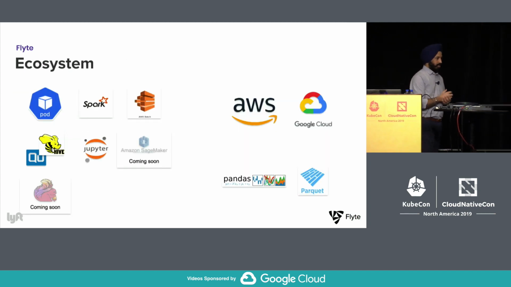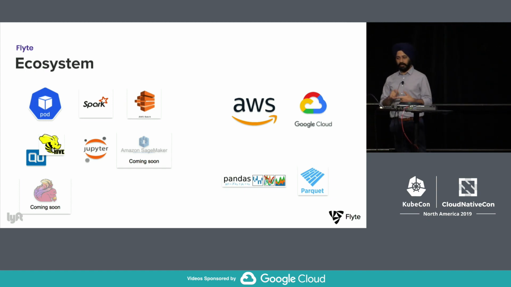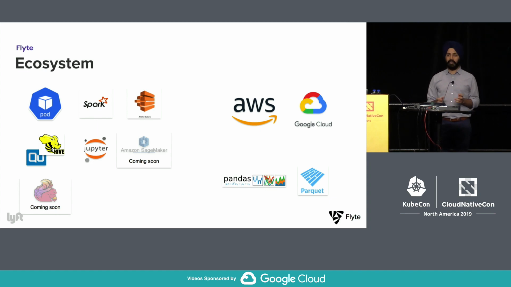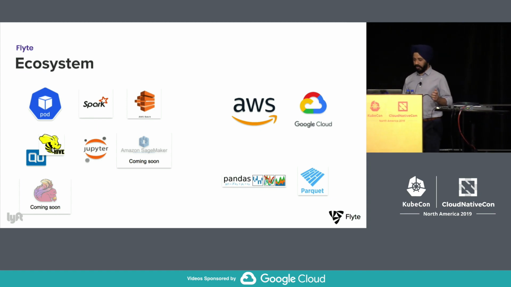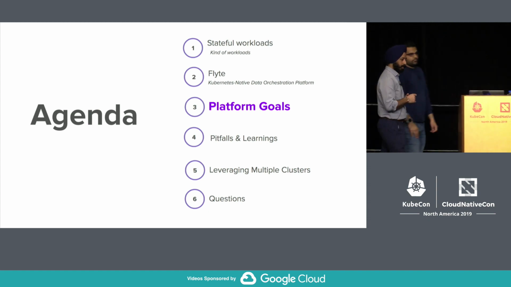And we are open source since last month. We have a good integration with a bunch of open source technologies. We have Spark, Jupyter Notebook, Hive, Kubol. And then we also today run on AWS and Google. And there are more things coming. So next is platform goals. I'll ask Anmol to walk you through platform goals and some of the other things.